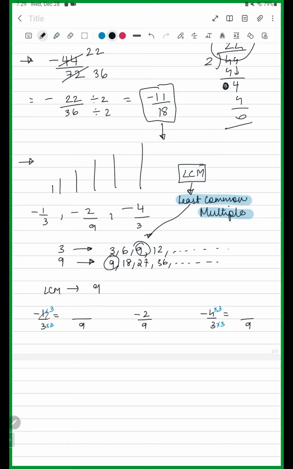We will multiply minus 1 by 3. We have minus 1 by 3. We will multiply the numerator and denominator by 3. Why? Because in the denominator, 3 into 3 is 9, right? So the numerator also you have to multiply with 3. So minus 3. And this one becomes, what will this one become? Tell me.